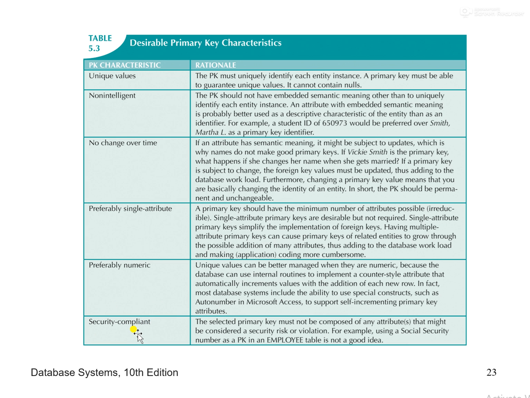Okay, security compliant. And now again, your primary key must not consist of any attribute which carries a security or privacy risk. Like, if you are using a social security number as a primary key, it means that if it has been compromised, somebody can get it, and it is not a good idea to use a social security number as a primary key in an employee table, because it represents a lot of information about the employee, and it's a security or privacy risk.